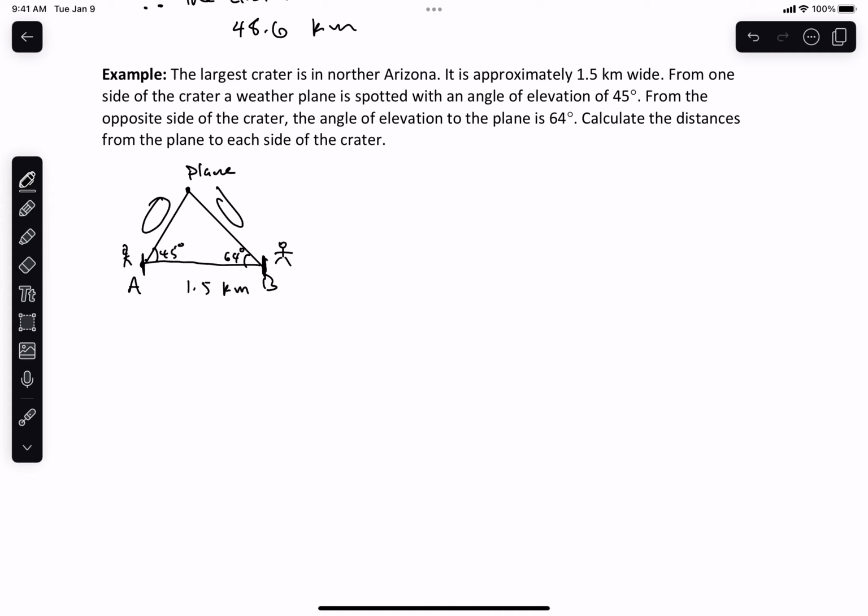Okay, so what do you want to use? Sine law. Wait, here. This would be side length A. This is side length B. The plane could be angle C, and side length C would be opposite of it. Yeah, I'd use sine law. How many times are we going to do sine law? Twice. Why twice? Because I'm looking for two things.